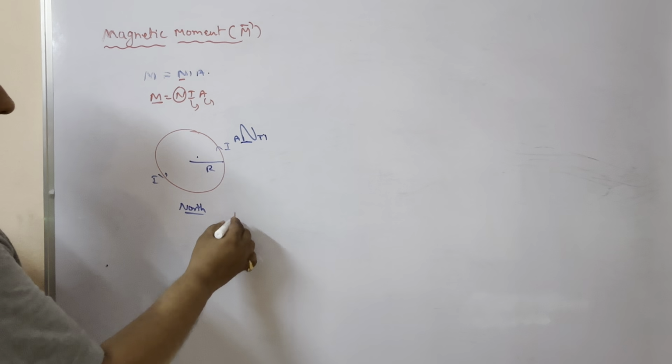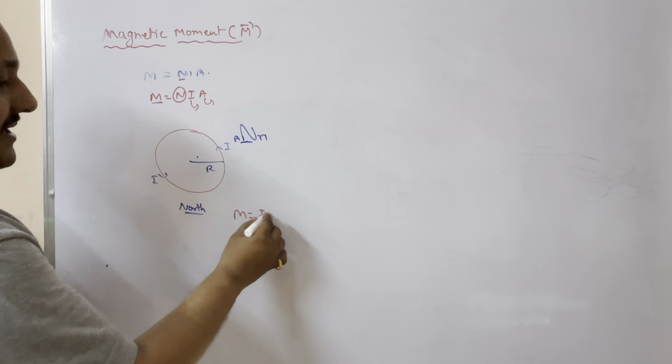For one turn, capital M is going to be I into A, so I into pi r square. Then why do we give the current direction anti-clockwise, north pole? Magnetic moment is a vector quantity. Current is scalar, but area has direction, isn't it? And magnetic moment is having direction. In that direction this area also we should take. So what is the direction of this magnetic moment?